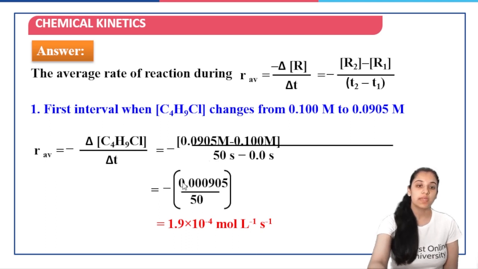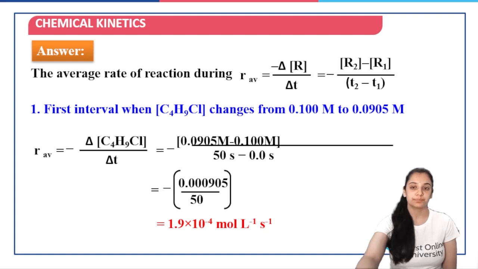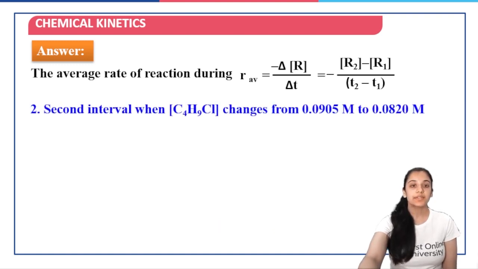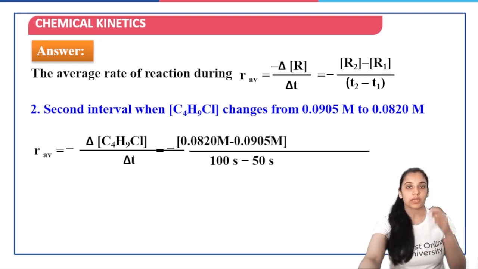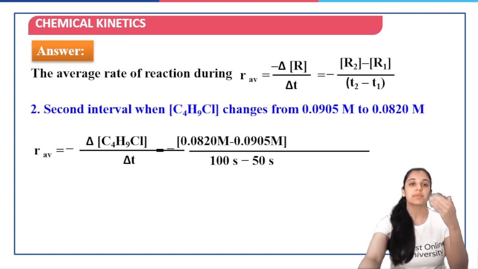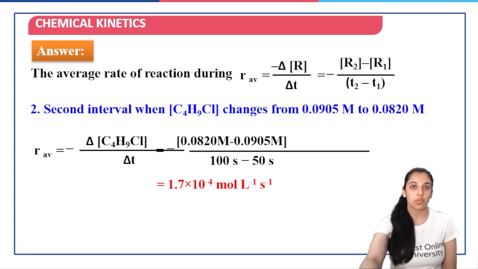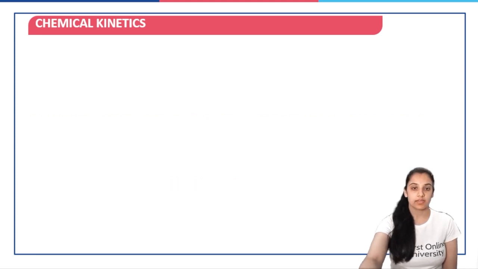There should be a negative sign here also, that turns negative and negative positive. The second interval, when the concentration is changing from 0.0905 to 0.0820, it would be again R2 minus R1 upon, this time, since it would be T3 according to the table, T3 minus T2. So 100 minus 50, the answer would be 1.7 into 10 raised to power minus 4 moles per liter per second.